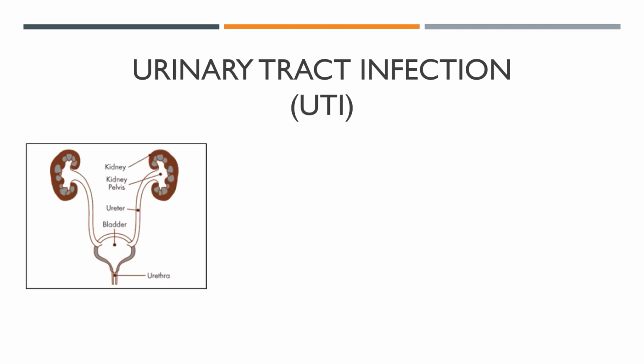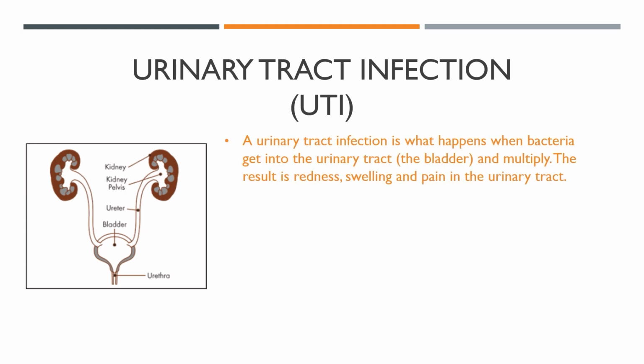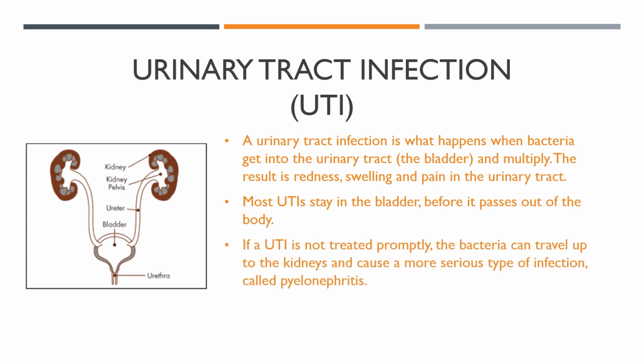A breakdown of the urinary tract includes the kidneys, the kidney pelvis, the ureter, as well as the bladder and urethra. A urinary tract infection is what happens when bacteria get into the urinary tract, specifically the bladder, and multiply. The result is redness, swelling, and pain in the urinary tract. Most UTIs stay in the bladder before they pass out through the body. If a UTI is not treated properly, the bacteria can travel up to the kidneys and cause a more serious type of infection.